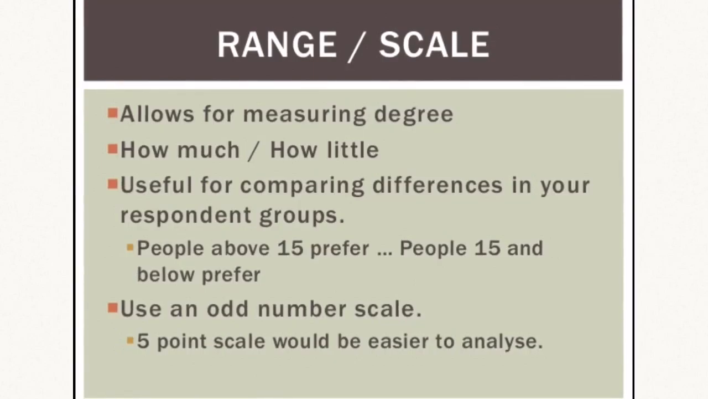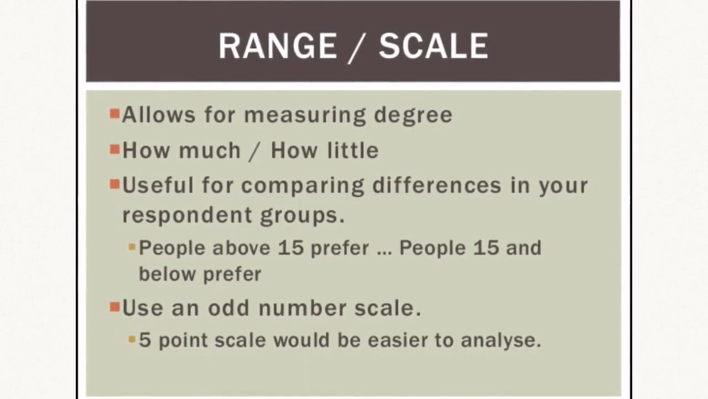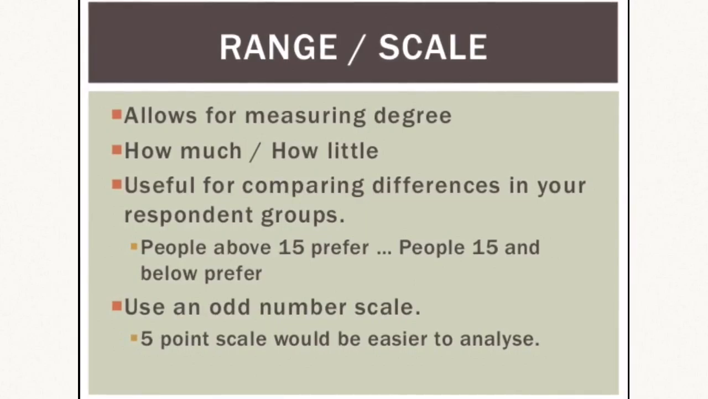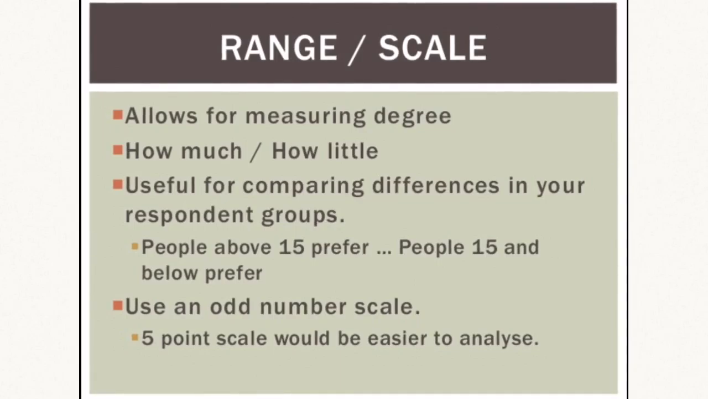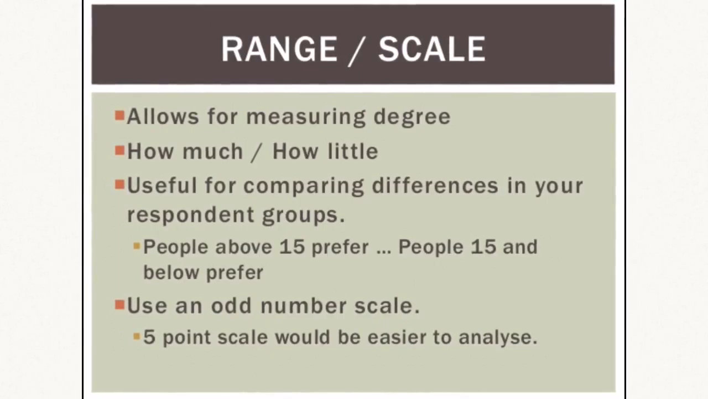Key point to note is when you're providing a scale, it is important that it's an odd number scale. In a student survey, an administered survey setting, a 5-point scale would be easier to analyze. You have less variance, and it is more manageable. However, remember that when we do provide a 5-point scale, an odd number scale, you do give the respondent an opportunity to sit on the fence and give you a neutral response, neither agree nor disagree.